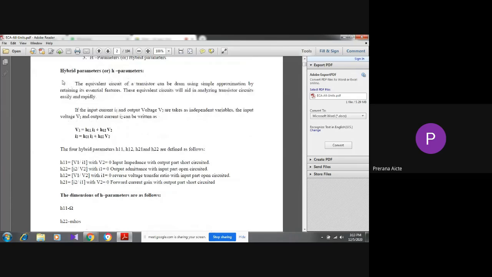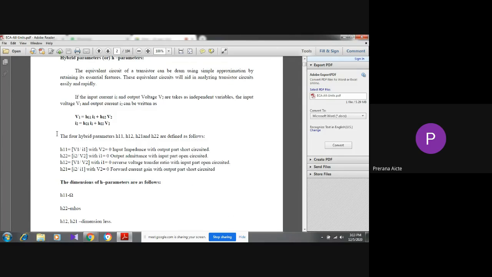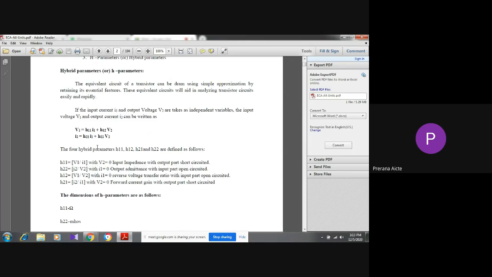This is very, very important. Hybrid parameters, or simply H parameters. We have four H parameters: input impedance, output admittance, reverse voltage gain, and forward current gain. So these are the four H parameters: H11, H12, H21, and H22.